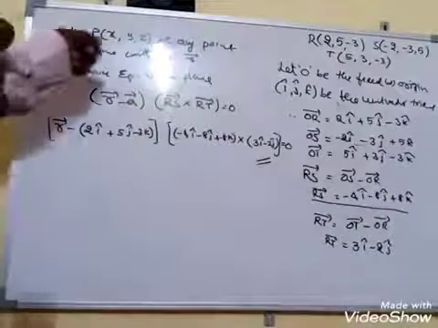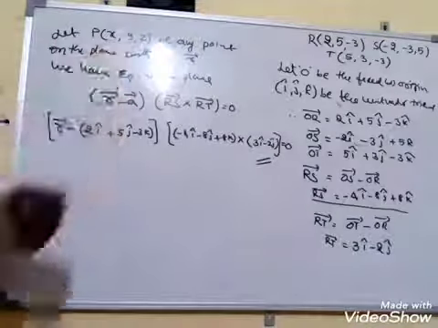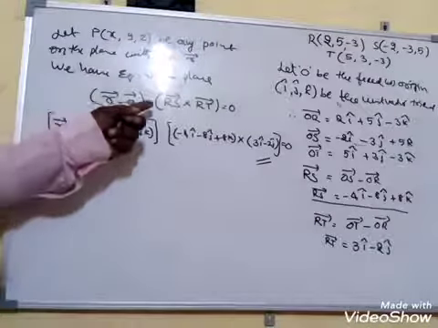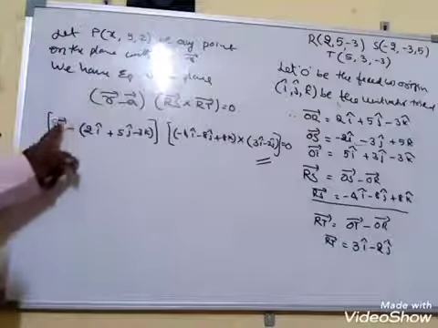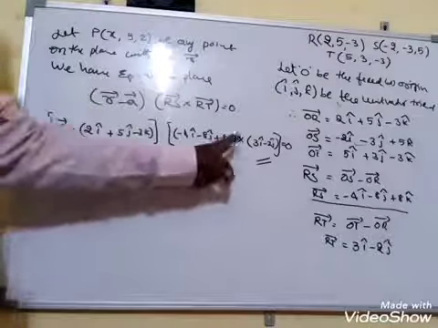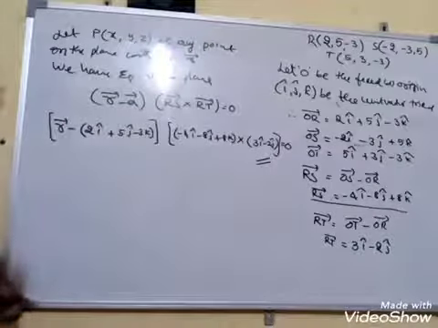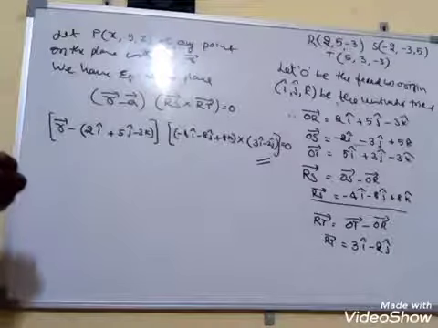Now what is the equation? Let P(x, y, z) be any point in the plane with position vector R bar. Then we have the equation of the plane: (R bar minus A bar) dot (RS cross RT) is equal to 0. Therefore, substitute the A bar, RS bar as well as RT bar. This is the required equation of the plane passing through 3 non-collinear points.